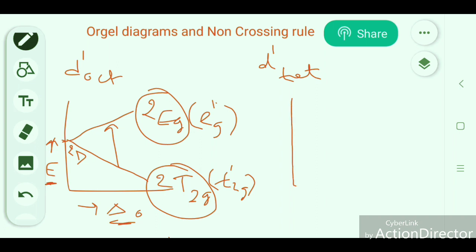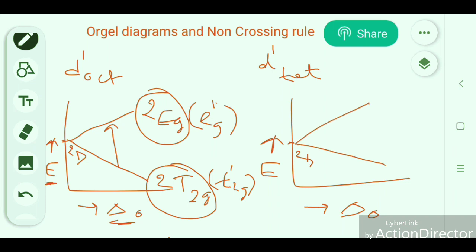If we draw the Orgel diagram for the d1 tetrahedral complex, then we will draw the plot between E and delta T. Now the 2D ground state term will split after the tetrahedral field. It will split into 2E and 2T2. Here the lower energy term is 2E, whereas in the octahedral case the lower energy term is 2T2g. So these are opposite to each other, d1 tetrahedral and d1 octahedral.